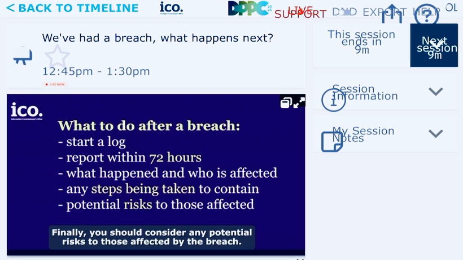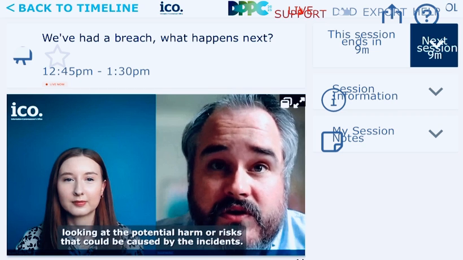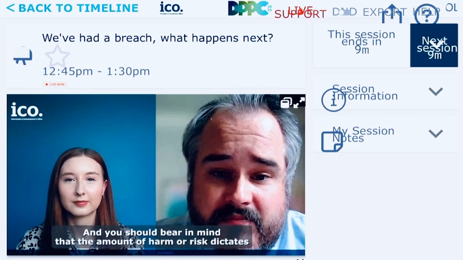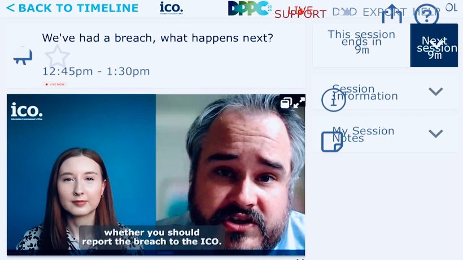Finally, you should consider any potential risks to those affected by the breach, and this is probably the most important part of dealing with any personal data breach. This involves looking at the potential harm or risk that could be caused by the incident, and you should bear in mind that the amount of harm or risk dictates whether you should report the breach to the ICO.